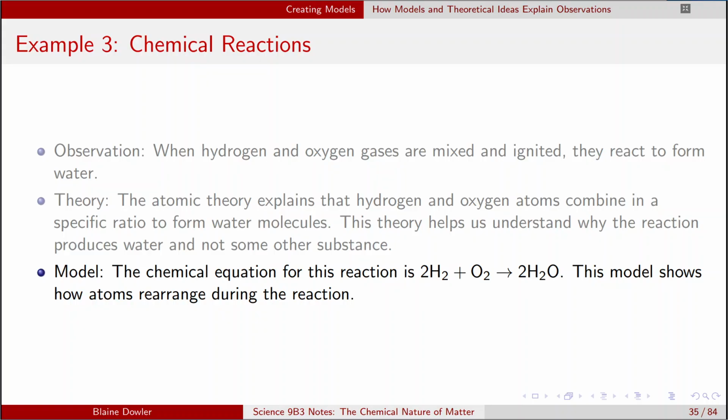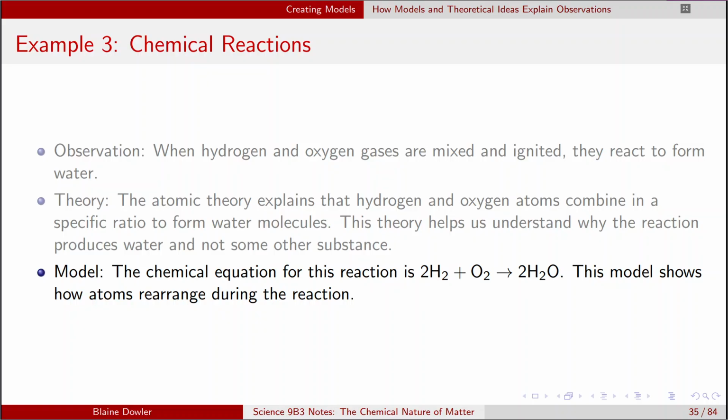Model. The chemical equation for this reaction is 2 hydrogen molecules. The 2 in front is how many molecules we have. That subscript 2 after the H is how many hydrogen atoms are in each molecule. So we take 2 molecules that have 2 hydrogen atoms each.